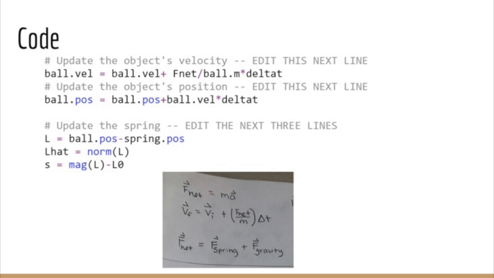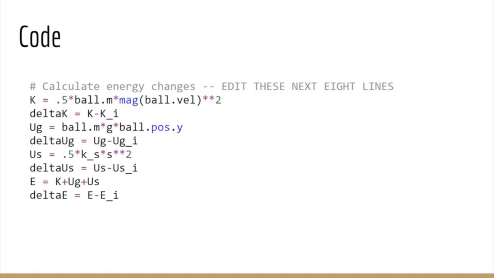From here, I updated the object's velocity using that the final velocity would be equal to the initial velocity plus the net force over the mass times delta t, which is Newton's second law, and I updated the position saying that the object's final position would be equal to the initial position plus the velocity times delta t. I also updated the spring, saying that L would be equal to the ball position minus the spring position. L hat is the normal of that L, and S is the magnitude of L minus L naught. In addition, I also calculated and recorded the energy changes as the motion continued, which was the same formulas as before, just using the current minus the initial for kinetic, gravitational potential, spring, and the total energy.